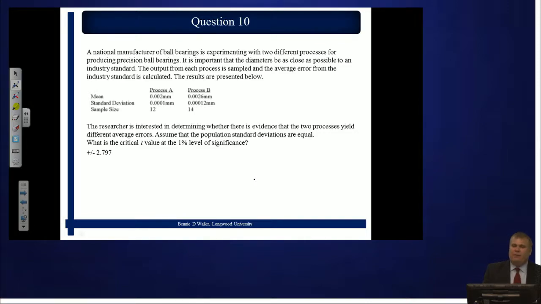Number 10, a national manufacturer of ball bearings is experimenting with 2 different processes for producing precision ball bearings. It is important that the diameters be as close as possible for an industry standard. The output of each is below with the average error in the industry is calculated, results are presented. So you've got a mean of 0.002 millimeters, a mean of 0.026 millimeters, and so forth. Sample sizes of 12 and 14 respectively. The researcher is interested in determining whether there is evidence that the 2 processes yield different average errors. Assuming the population standard deviations are equal, what is the critical value at 1%?